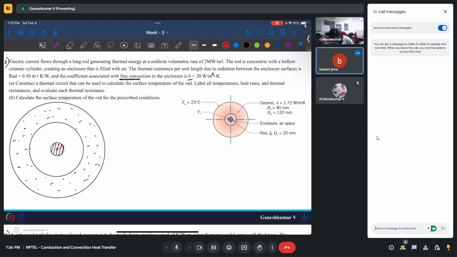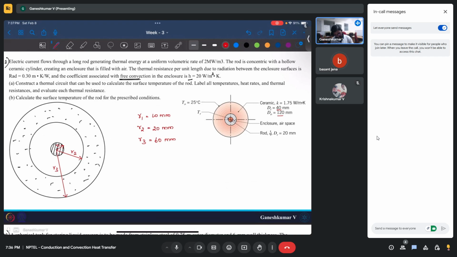Okay, so let's say this is R1, this is R2, and this is R3. R1 is 10 mm, and R2: the ceramic diameter is 40 mm, which means R2 is 20 mm. And R3 is given to be 120 mm diameter, which will be 60 mm.